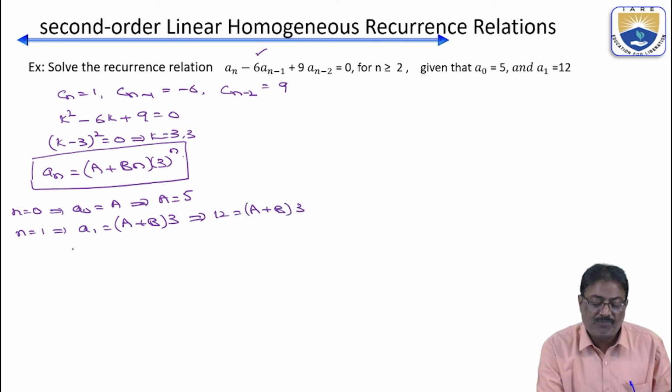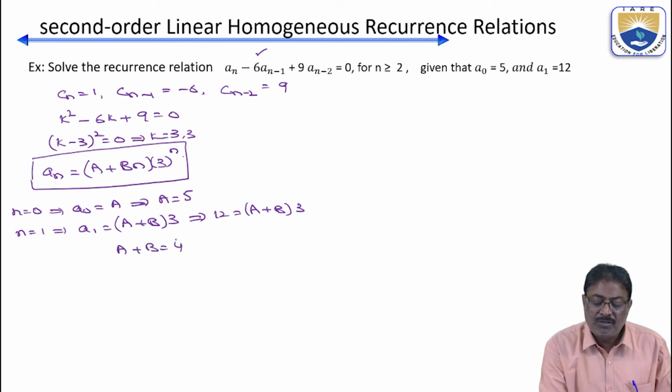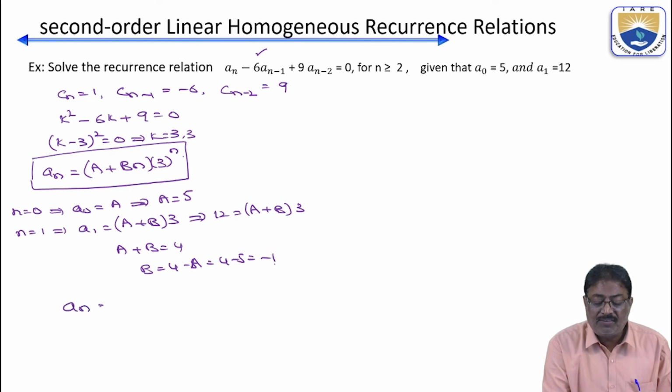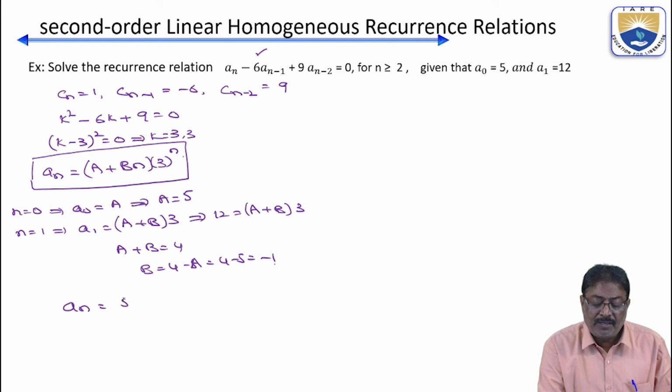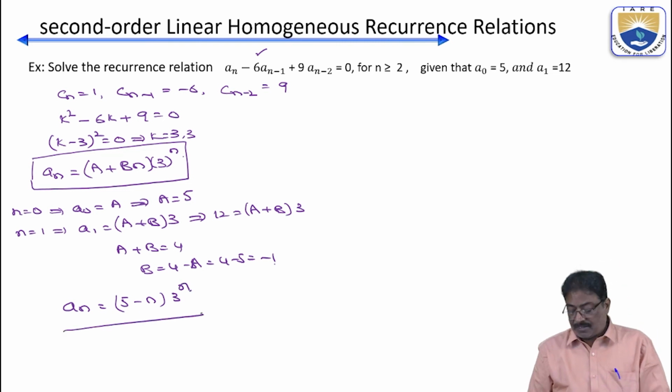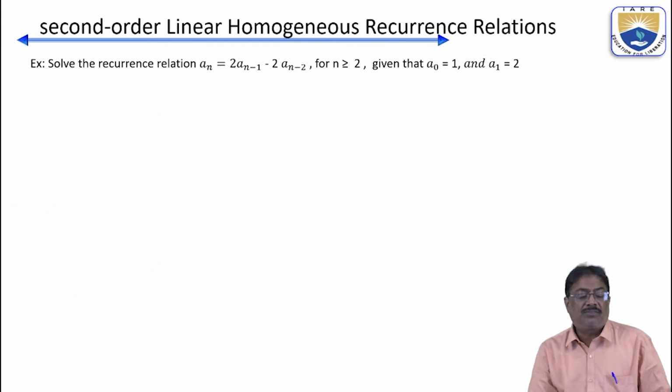So it is nothing but 3 4s. So I'm going to get a plus b is equals to 4 and b is equals to 4 minus a. It is nothing but 4 minus 5, so minus 1. So an is equals to a is equals to 5 I am getting, and b is equals to minus 1 and then 3 power n. So this is the solution for this equation. The roots are real and repeated. Now let us go for the other problem.